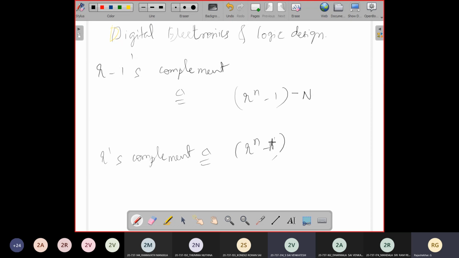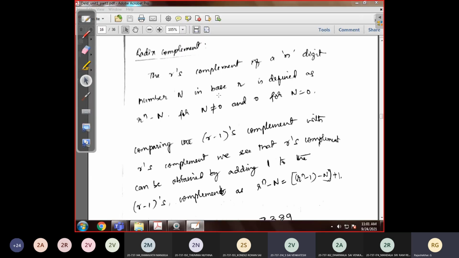So that is how you define your diminished radix complement and r's complement. Okay. Now let us try to understand some examples here.